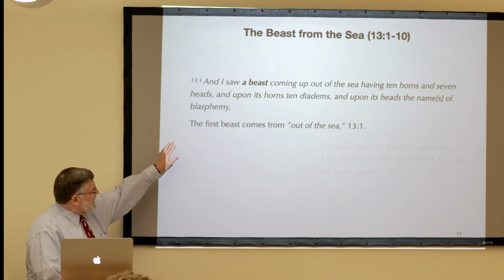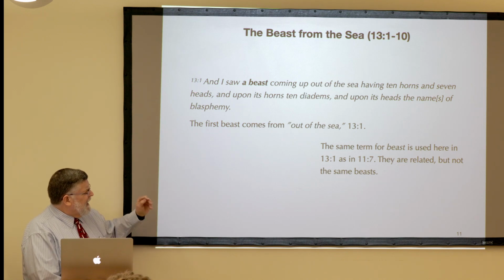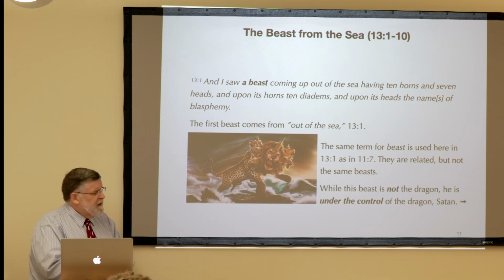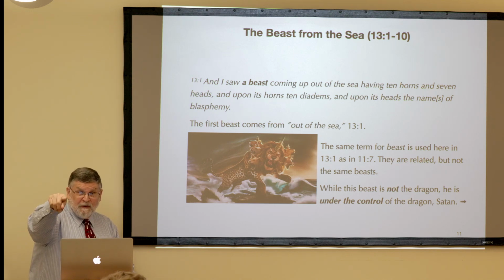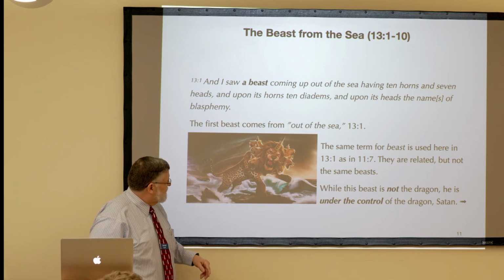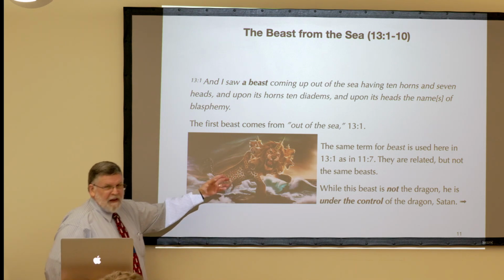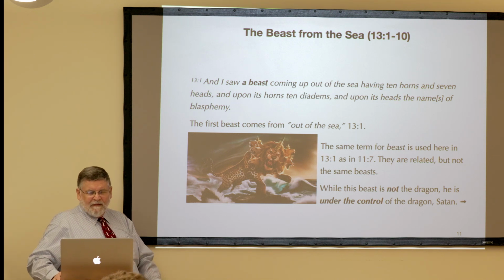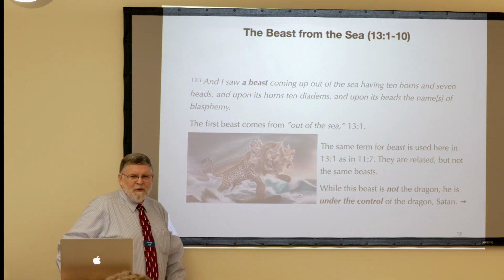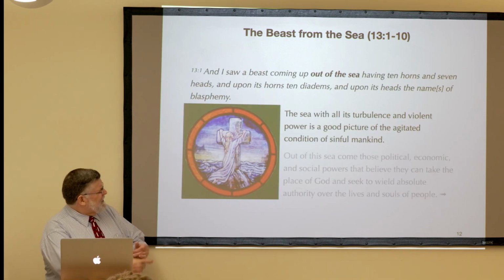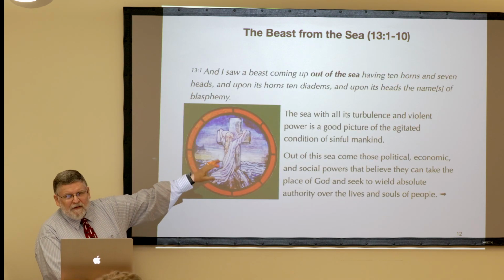Again, it comes out of the sea. Same term used for the beast that you saw in chapter 11, verse 7. So here is another interesting picture of the beast. What does the beast look like? A leopard. We'll come back to the beast. Got a better picture to come. Same text. It comes out of the ocean.